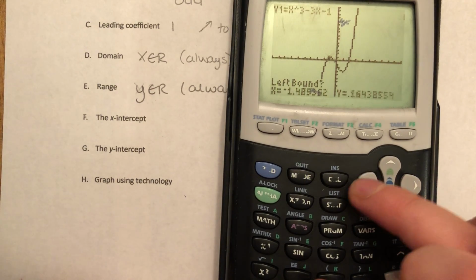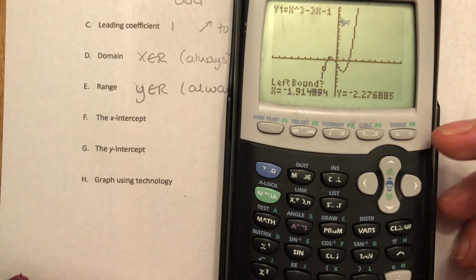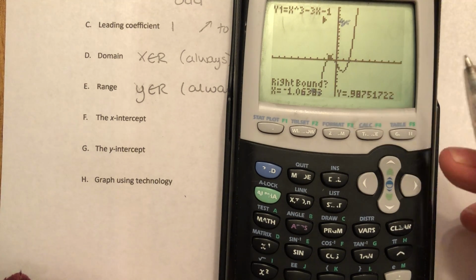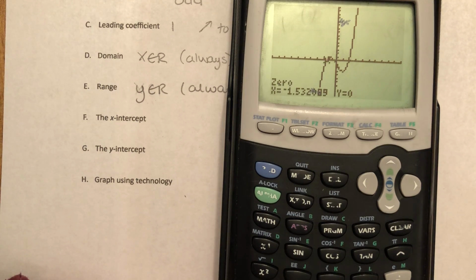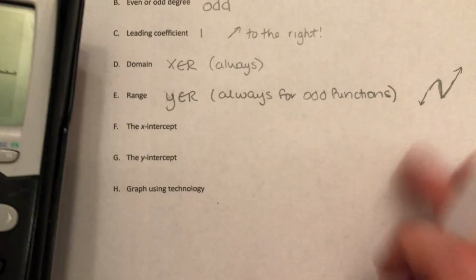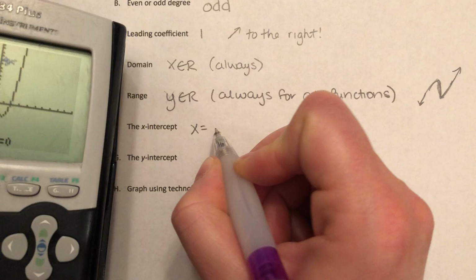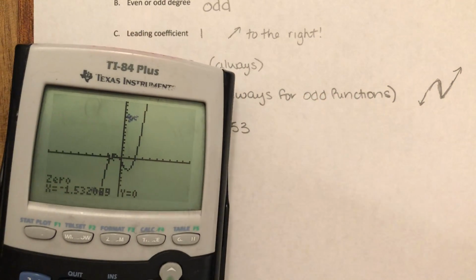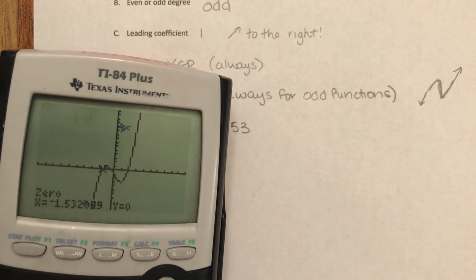and we need a left bound and a right bound. This one we've got to be real careful with, so left bound just to the left of it. The right bound kind of has to be on that peak. So I get x is equal to negative 1.53. Okay. The other two I've already done just to save us a little bit of time.